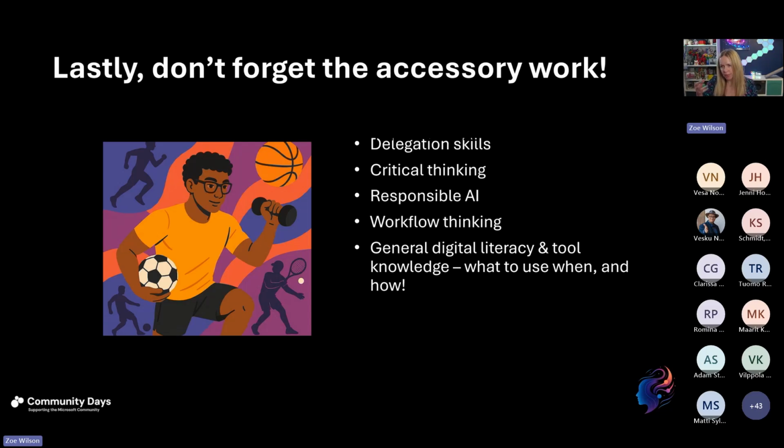It's important that we are building critical thinking skills. It's important that each of us understands responsible AI, what that means and the role that we have to play. We need people to understand workflow thinking. We need them to be able to understand, when there's an opportunity to do things differently by applying technology in a different way. And then that general digital literacy and tool knowledge. So helping people know what to use when. It's always been a challenge in the Microsoft 365 world. And now we've added this Copilot ecosystem on top, and we've got a whole other battle to face as well.